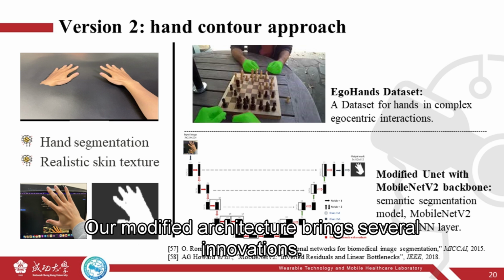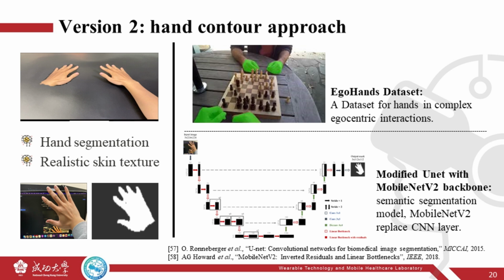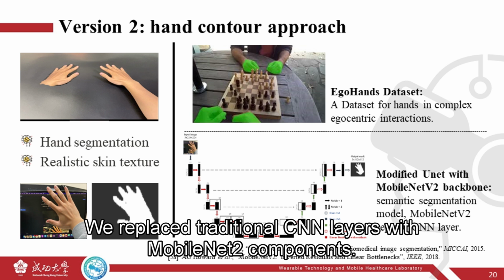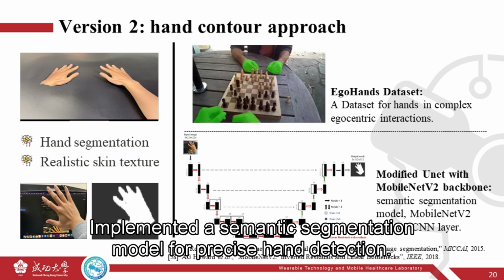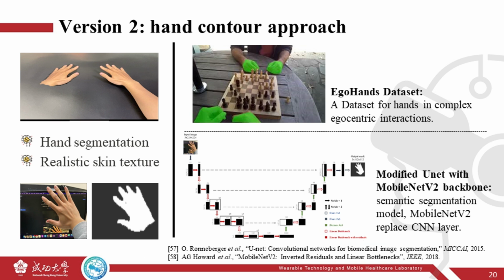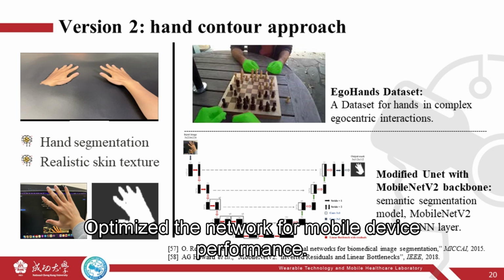Our modified architecture brings several innovations. We replaced traditional CNN layers with MobileNetV2 components. Implemented a semantic segmentation model for precise hand detection. Optimized the network for mobile device performance.